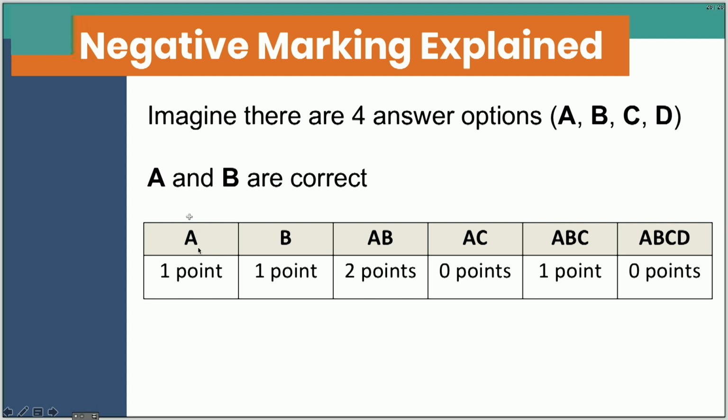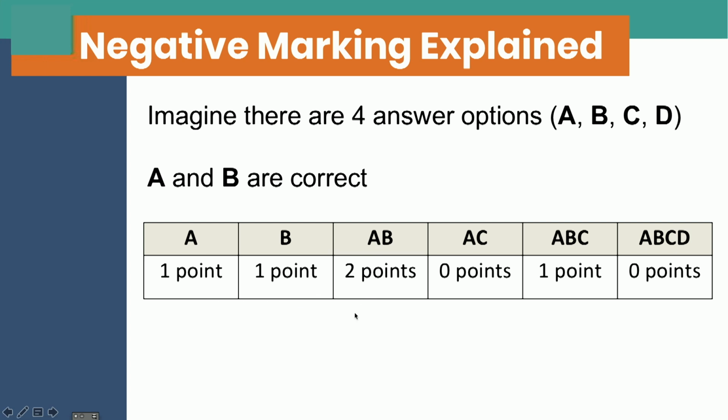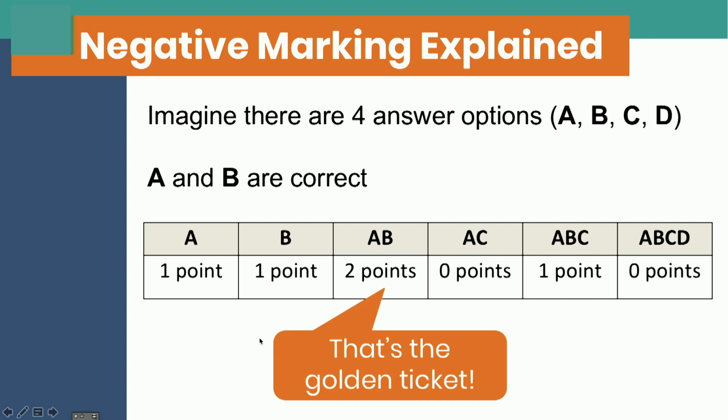Okay, so you select A, good work. You get 1 point. You can just select one and that's fine. Or you select B, fine. You can walk away with 1 point or 50%, that's fine. But the real ticket here is that you select A and B, which is 2 points, because that's the golden ticket. That's what you want. You select A and B, you get 2 points, fabulous.